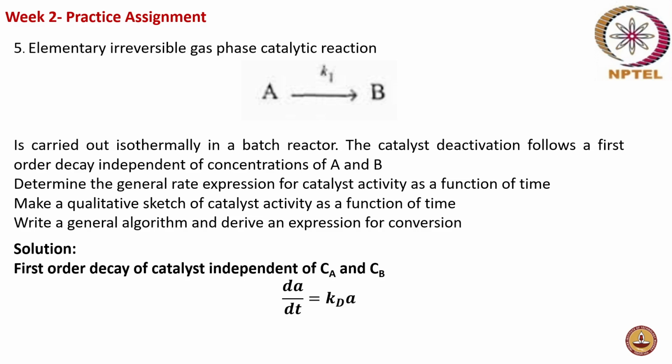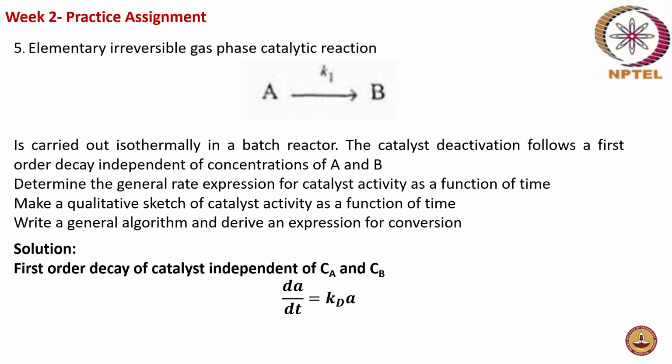Here it is your catalyst deactivation. So instead of your CA, you write a, which is nothing but your catalyst activity. So da by dt is equal to minus Kd into a. Now, how do you get an expression for a from this? For the rate expression for activity, you have da by dt equal to minus Kd into a, where Kd is your decay constant. a equal to 1 by Kd into da by dt, no?